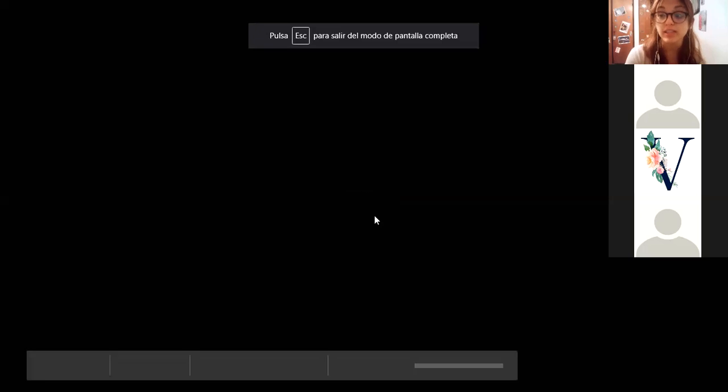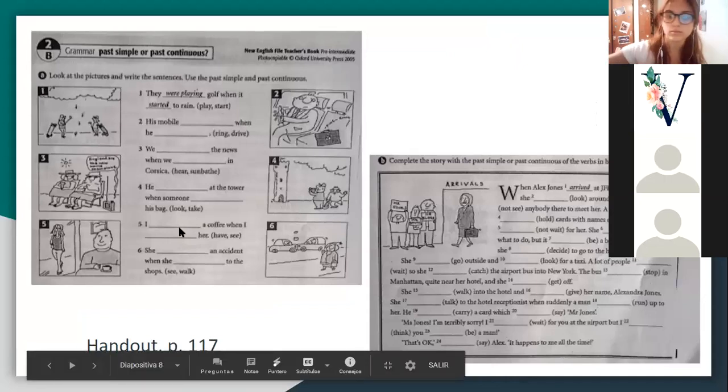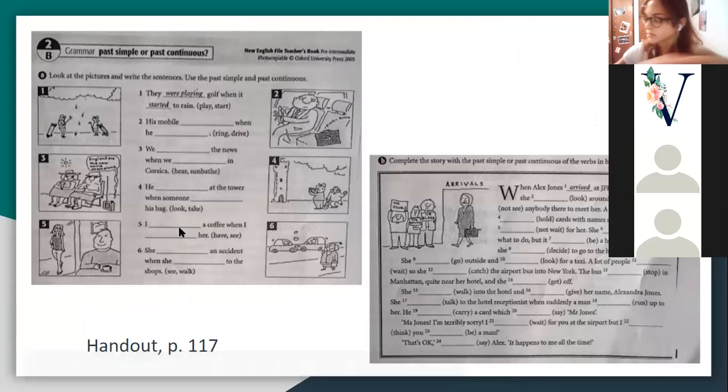Now we move on to the handout. Well, we are on the handout. We're going to move to the back. Go to page 117. Of the book or the handout? Handout. Oh, handout. Handout. The fat one.